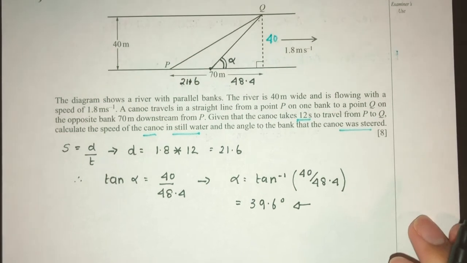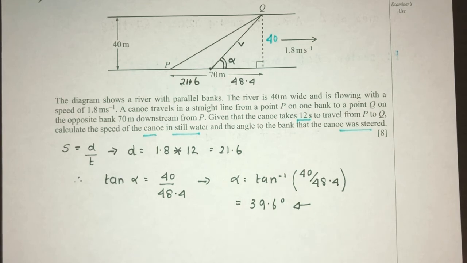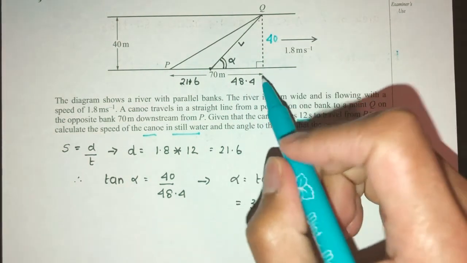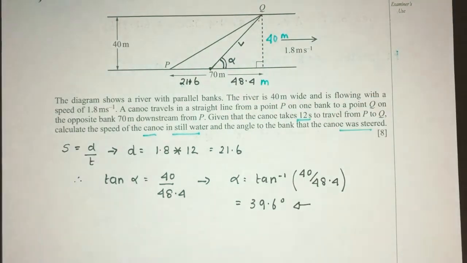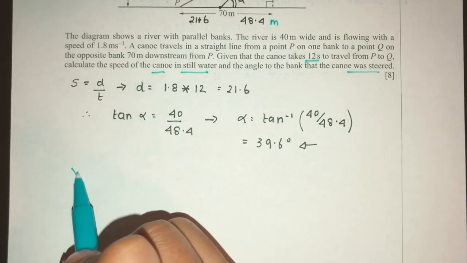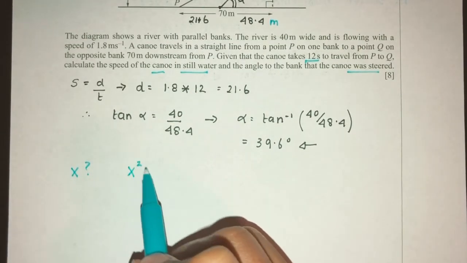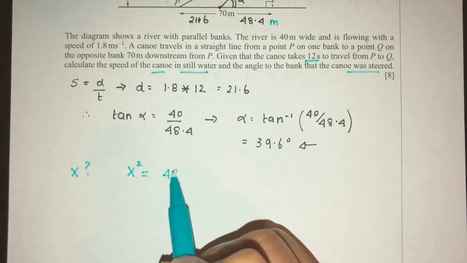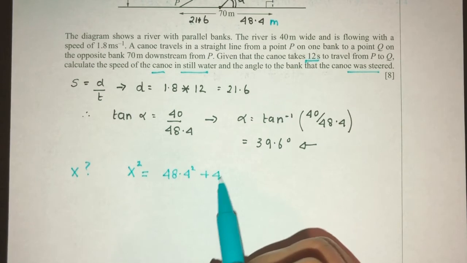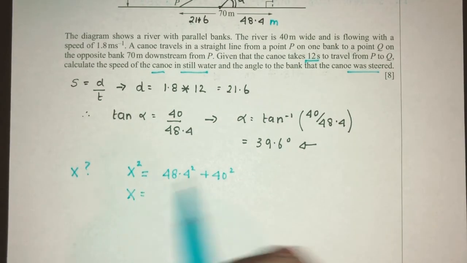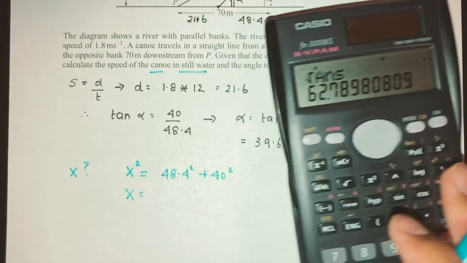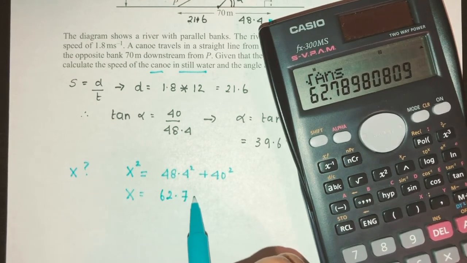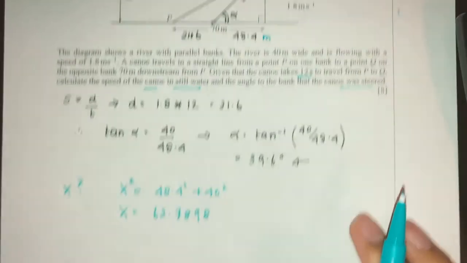So next thing is we have to find the speed. So what is this speed? We know this is 40, this is 48.4, these are meters, right? And what is this length? We can find this by using the Pythagoras theorem. Let's call the length x. So x squared is equal to 48.4 squared plus 40 squared. So x will be what? That will be 62.7898. That is the distance for this one.